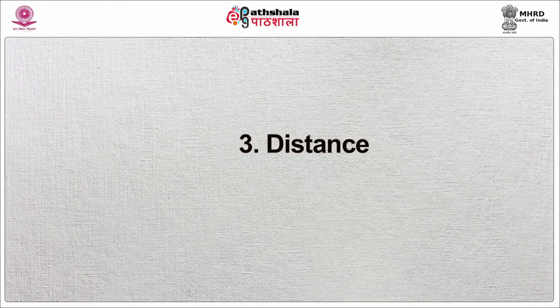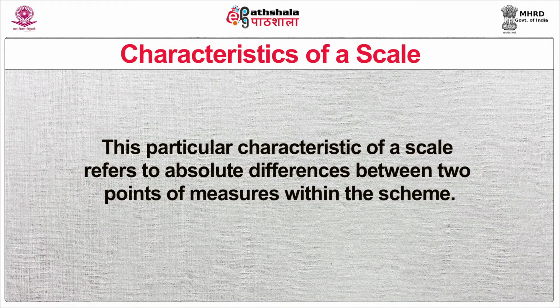Third, the distance. This particular characteristic of a scale refers to absolute differences between two points of measures within the scheme. For example, a family with 5 members can be said to have 1 member more than a 4-member family. Similarly, a person with 5-point satisfaction from a destination could be said to have more satisfaction than a person with 4-point satisfaction.